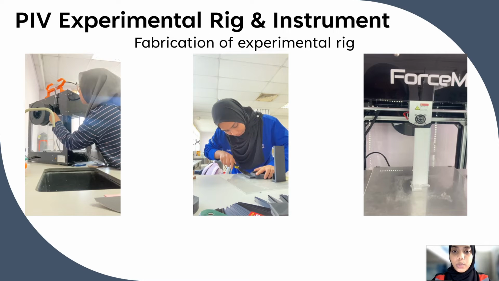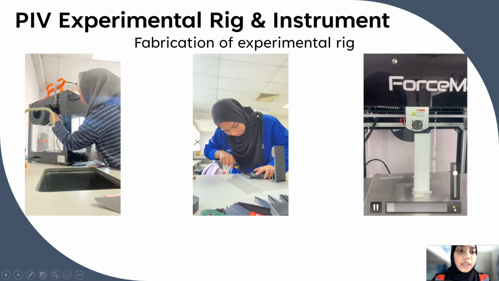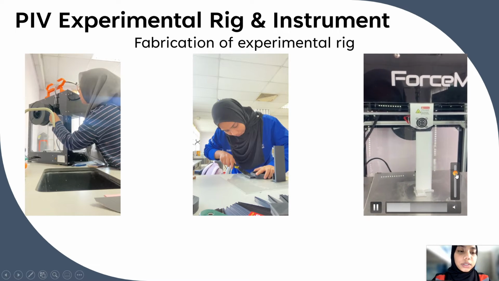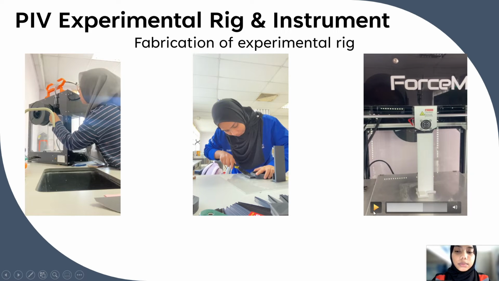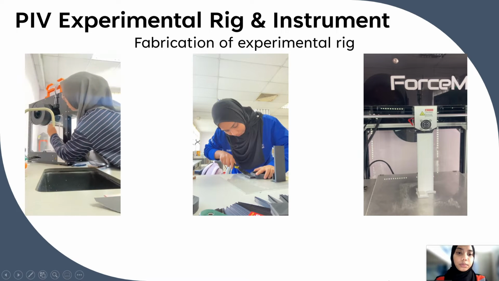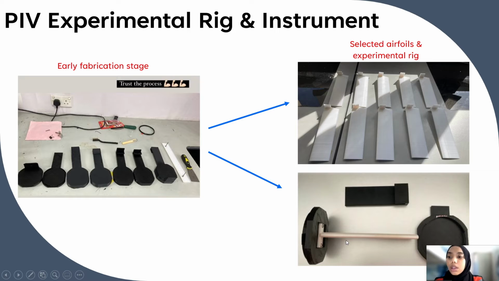So this is when I fabricate the hanger and the connector, and this is when I fabricate the airfoil. The process was sometimes a bit challenging when using the 3D printer to fabricate the experimental rig, as there are always some errors during printing, such as the filament getting stuck and the final product not coming out perfect. So after about 1 month of fabrication, here are the selected airfoils and experimental rig that I used for this study.